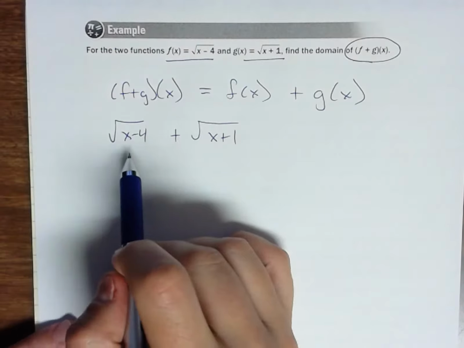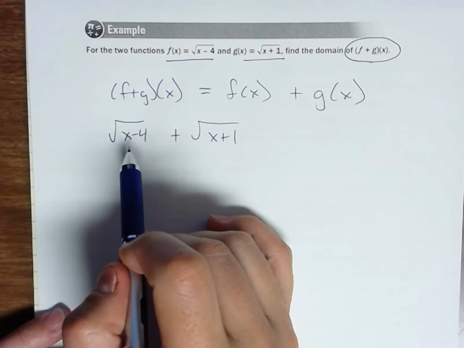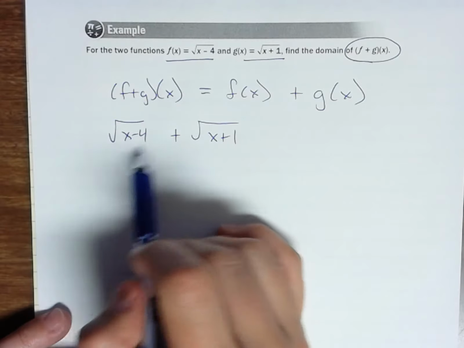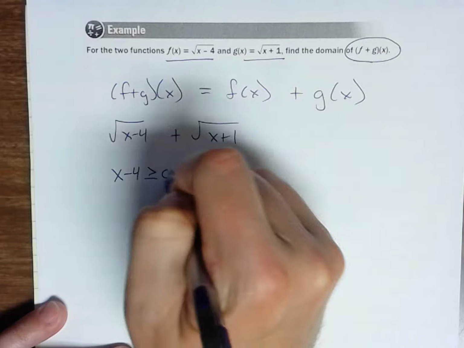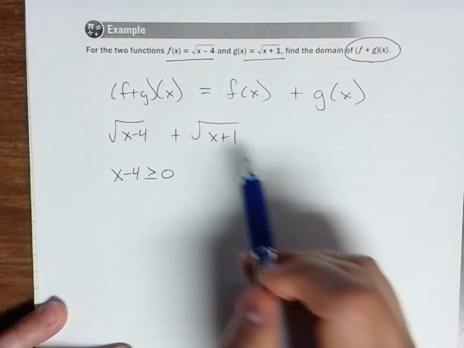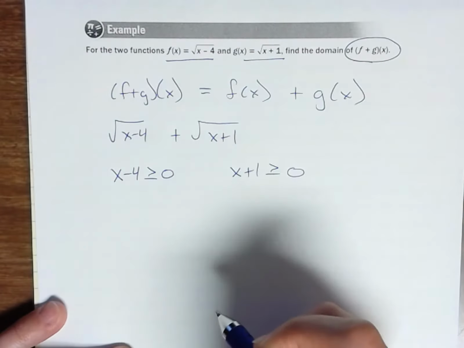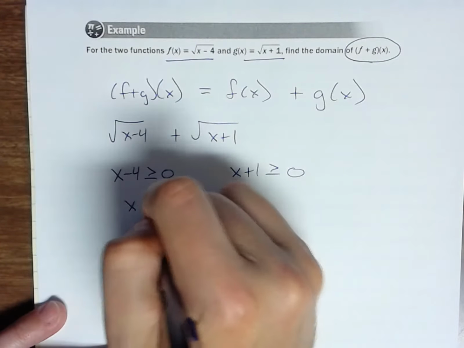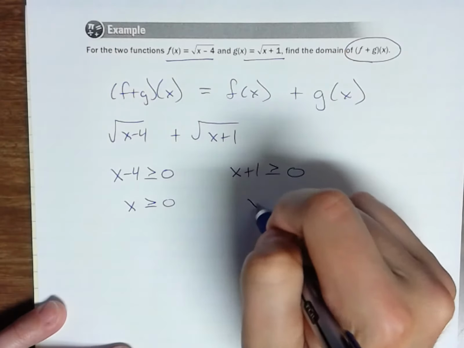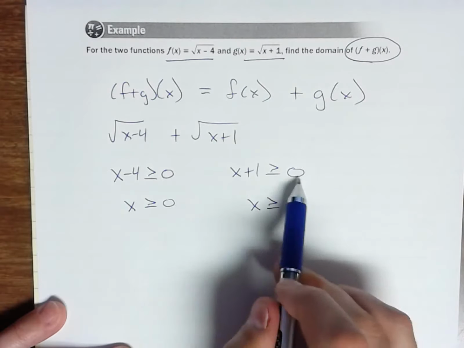Well, we've got to look at each piece. Remember, we can't take the square root of a negative number in the real number system, so that's what's going to limit me. So x minus 4 has got to be greater than or equal to 0, and x plus 1 has got to be greater than or equal to 0. So this would be x greater than or equal to 0, x greater than or equal to negative 1, if I just subtract my 1 over.